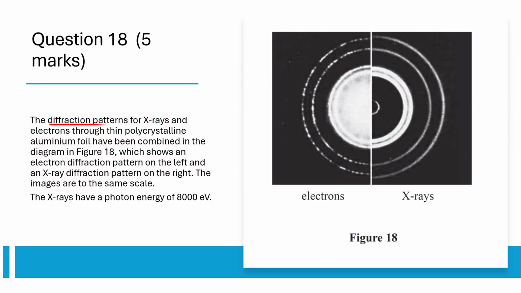The diffraction patterns for X-rays and electrons through thin polycrystalline aluminum foil have been combined in the diagram in Figure 18, which shows an electron diffraction pattern on the left and an X-ray diffraction pattern on the right. The images are to the same scale. The X-rays have a photon energy of 8,000 eV.